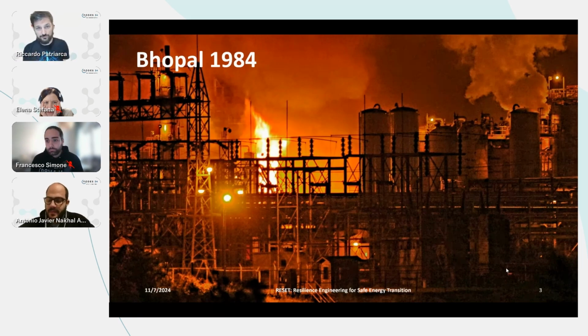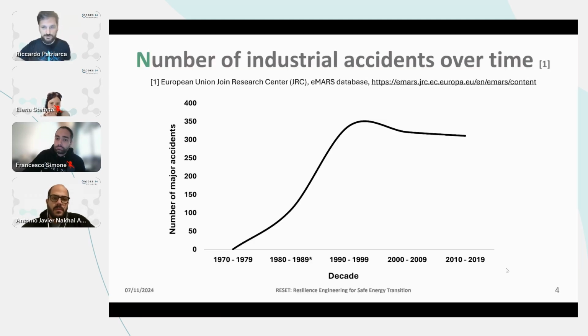So Bhopal 1984 is unluckily not the only serious accident. We can even call them disasters. There's plenty of them in history. And in the next slide, we just plotted the number of events over time. You see that it seems that safety started to be quite critical after the 1980s. You see the spike in the 1990s and then a fairly stable trend afterwards, as we can see in the next slide.